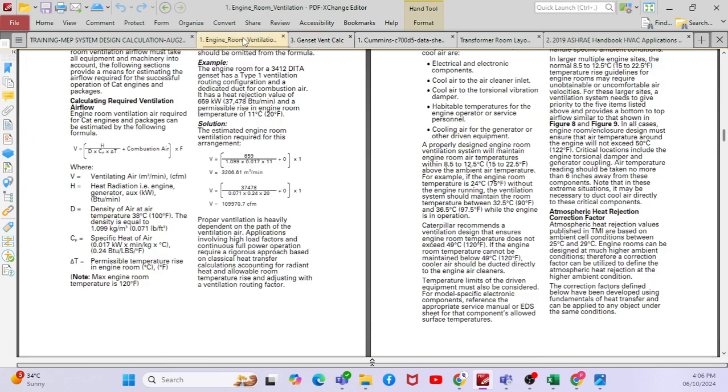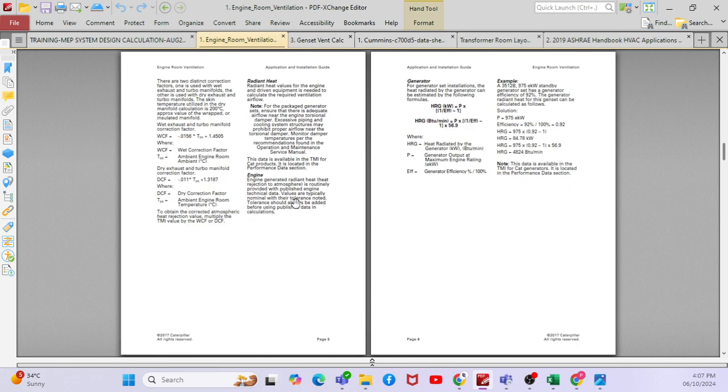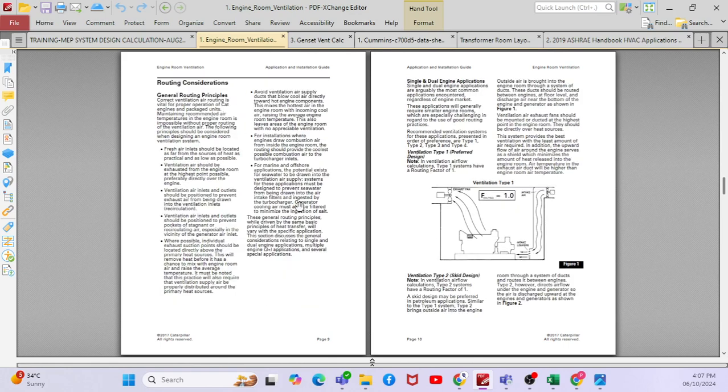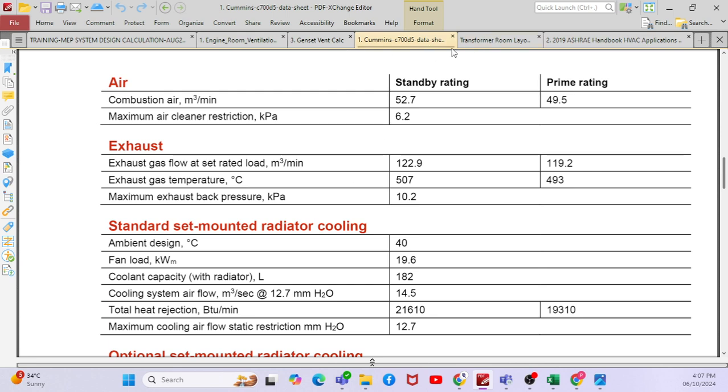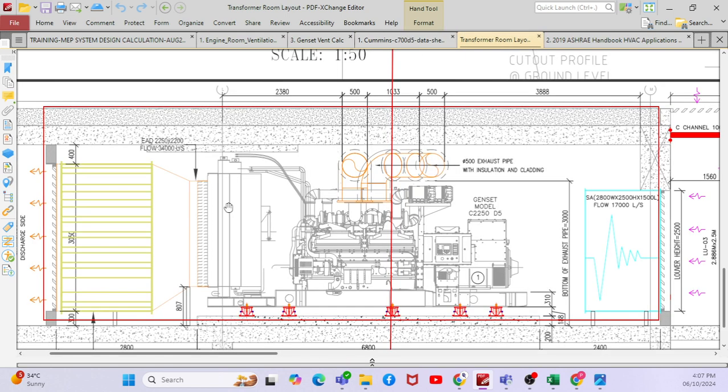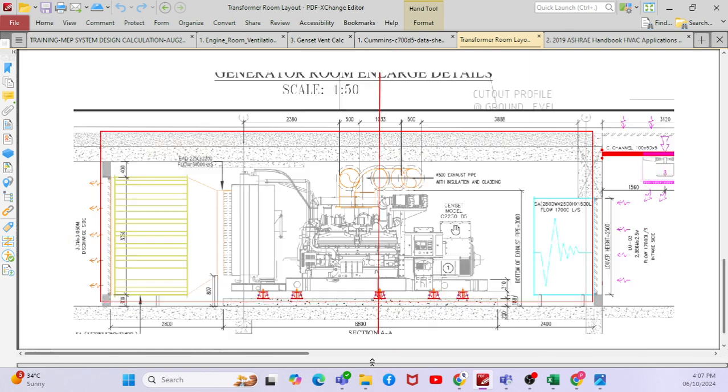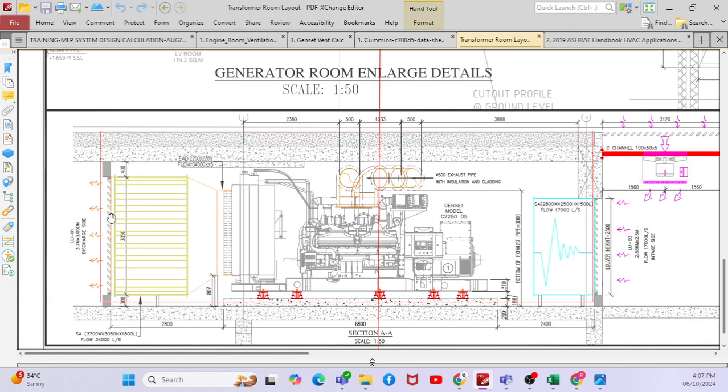So now if you go to the guideline, this is your generator room. Okay, assume that this is my generator room. So what is my arrangement? This is my intake and this is my discharge, right? So it is inline. You can say inline.